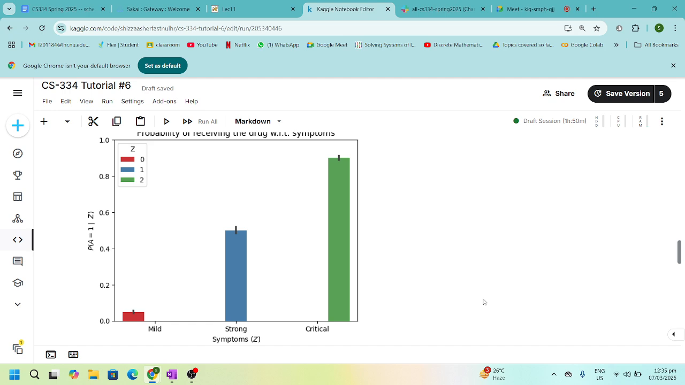So for the mild group, if you look at this, it tells us that less than 10% of the people with mild symptoms were given the treatment. You know, the value of A was 1 for less than 10% of the people with mild symptoms. For strong symptoms, this value is higher, roughly 50%. So, roughly 50% of the people with strong symptoms were given the treatment. The other 50% were not given this treatment. And then for critical, around 90% of the people were administered the treatment and 10% were not. What can we conclude from this? I will again give you guys a few seconds to think about it.